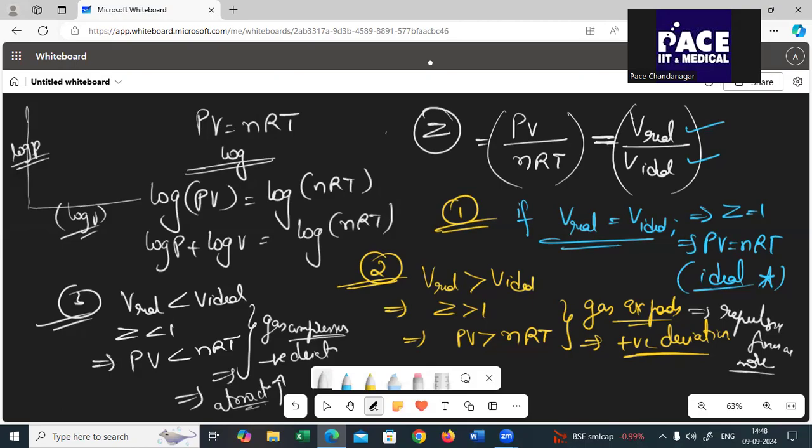So here comes your PV is equal to nRT, and these are the cases for compressibility. Now this is the compressibility factor Z. Depending on the values of Z, we will be able to confirm case 1, case 2, case 3. Case 1 for the real gas, case 2, if gas expands, repulsive forces are more. Case 3 is gas is compressing, which means attractive forces are more.